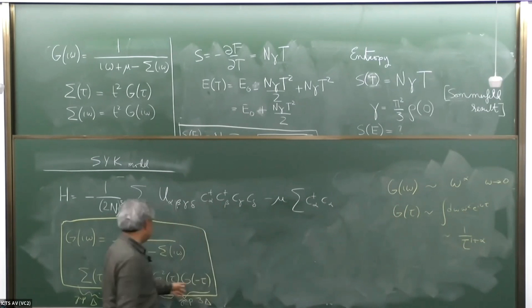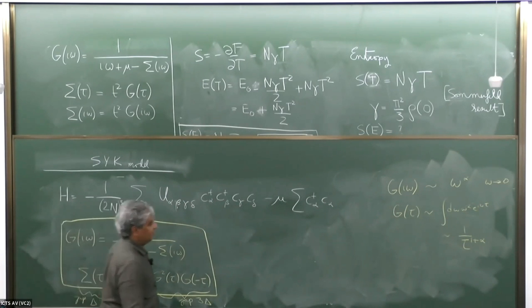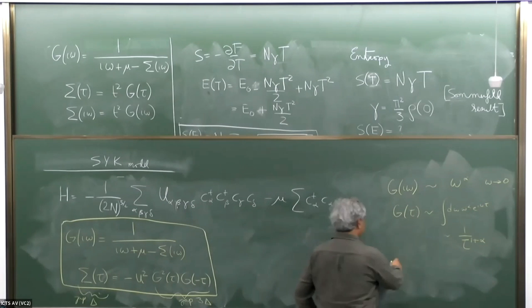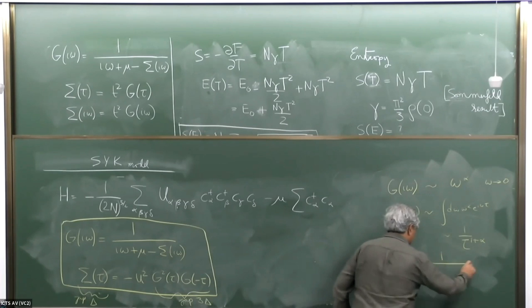So you plug this in here. The right-hand side gives you what sigma does, again being sloppy about tau and minus tau. So sigma of tau will go as 1 over tau to the 3 times 1 plus alpha.